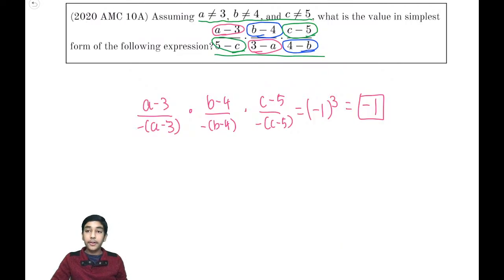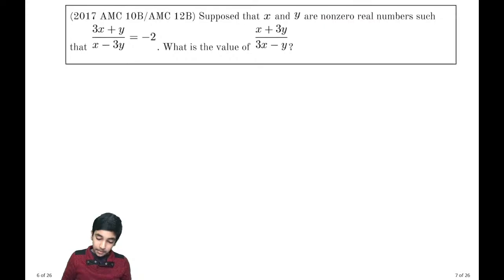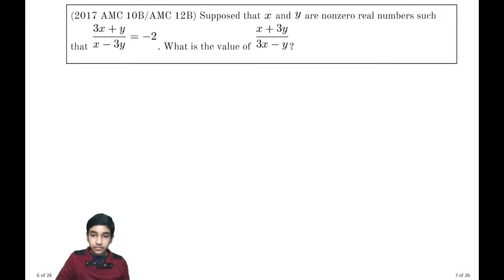Okay, so that was another simple example that we took right there. And the reason that negative 1 cubed is negative 1 is because negative 1 cycles. So negative 1 squared is just negative 1 times negative 1, which is 1. And 1 times negative 1 is negative 1. Okay, so now let's try another problem, another easy AMC 10-12 problem.